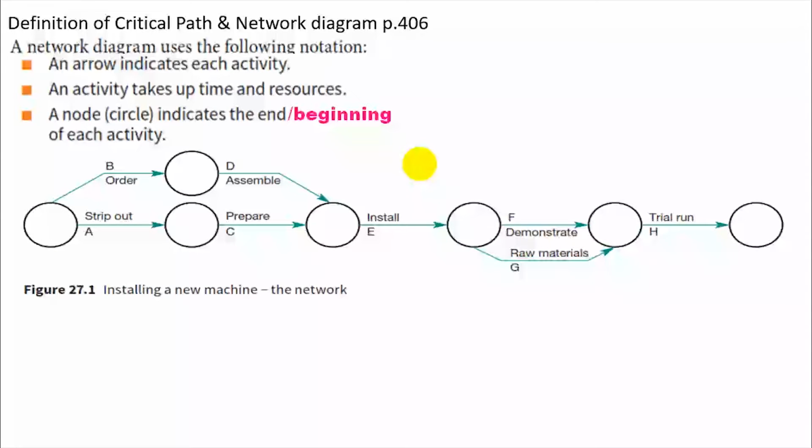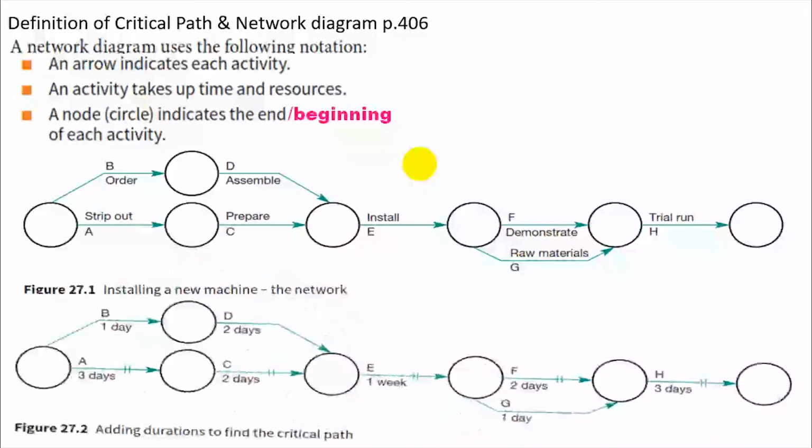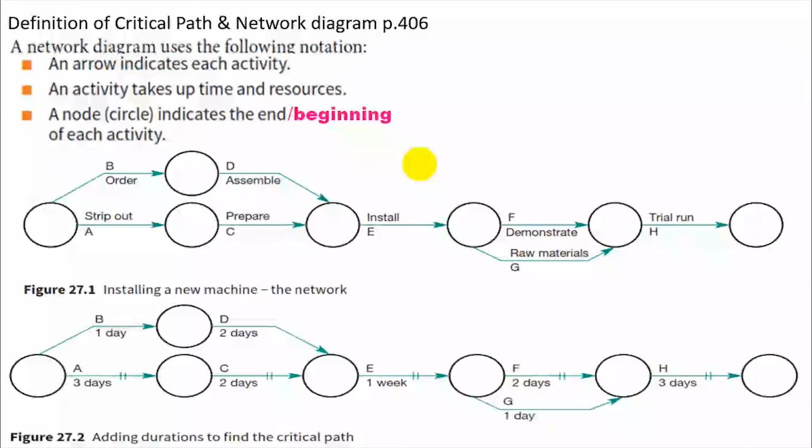This is an example of installing a new machine, the network. So we put the activities in the correct sequence. Next, we will put under the activities the time taken for each activity. After we do that, we can calculate the CPA. So how do we do that? Let's move on to the next slide.